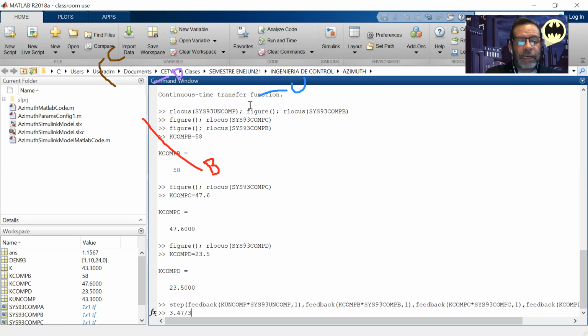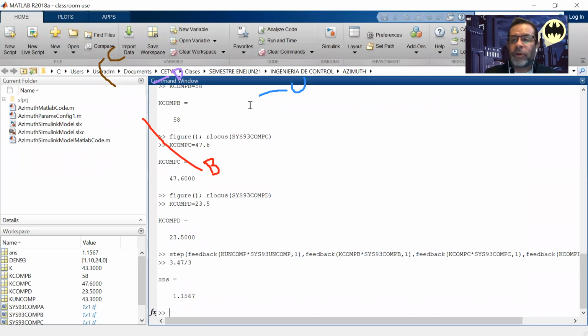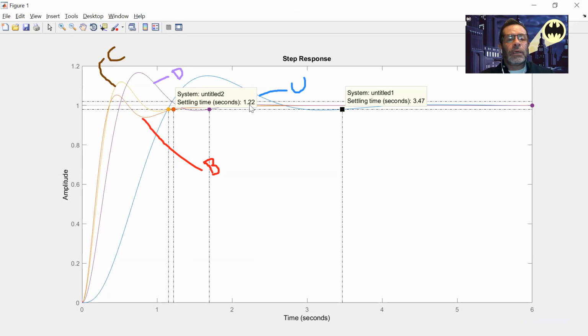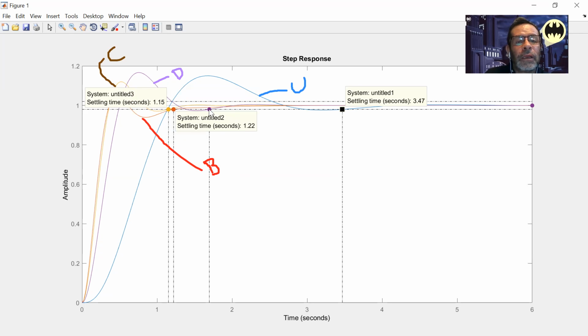It's 1/3 of 3.47, so it's 1.15. So the red system is 1.22. We're a little bit overboard. The yellow system is 1.15, so I think we're good there. And the purple system is 1.7.